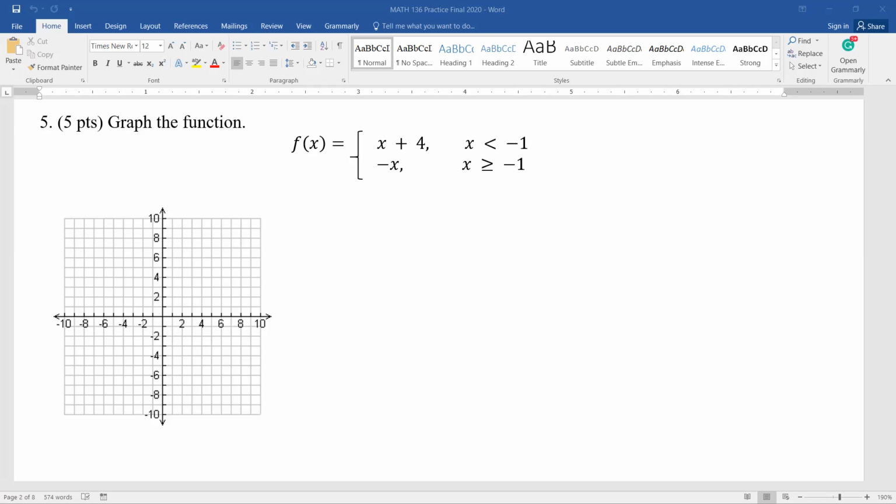And we're going to connect those. Keep in mind that this part of the graph continues on into the negative direction, so it heads over to the left forever and ever. Then I'm going to repeat the process with the bottom equation. So -x I'm going to use for x values that are greater than or equal to -1.